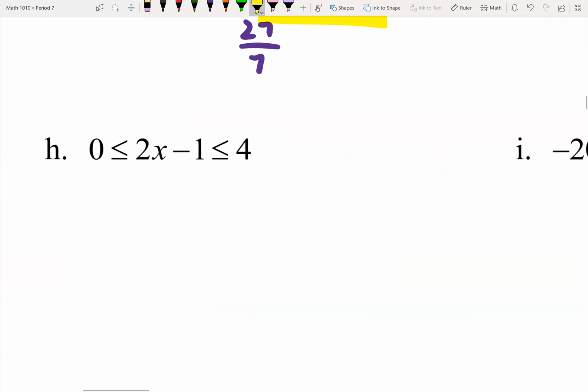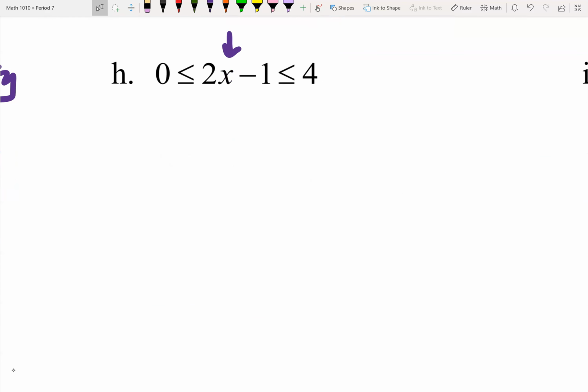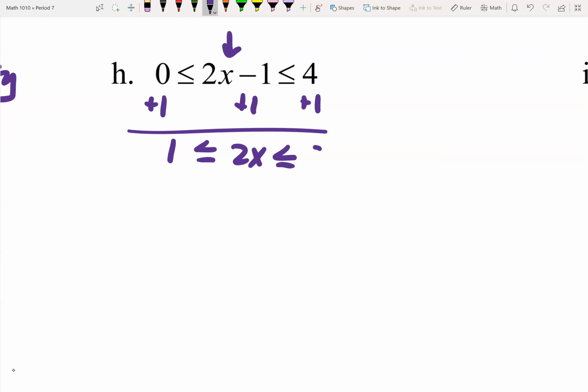Okay, question H. What I want in the center is just an x. Don't do anything yet. Would this be wise? Divide everything by 2. No. Because you're either going to mess up and you won't divide the -1 by the 2, or if you do divide the -1 by the 2, you just made fractions, both of which are bad. So instead of doing that, everybody tell me what to do. Add 1. So everybody go +1, +1, +1. So now I have 1 is less than or equal to 2x is less than or equal to 5.